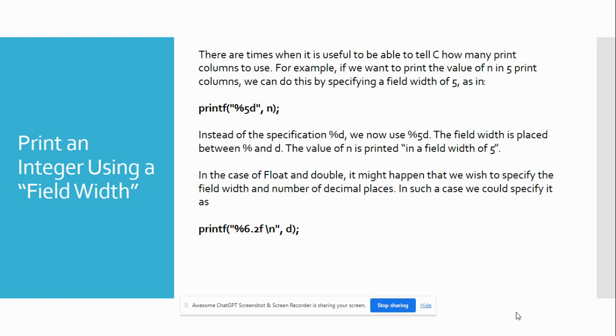In other cases, when we are dealing with floats and doubles, we might equally want to specify not only the field width, but the number of decimal places that we wish to print. In that case, we can specify like above printf percentage 6.2f, which means that we want 6 print columns and 2 decimal places. Let's go on Code::Blocks so you can see this in practice.